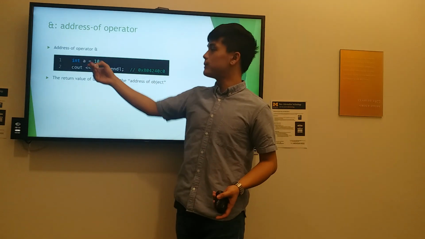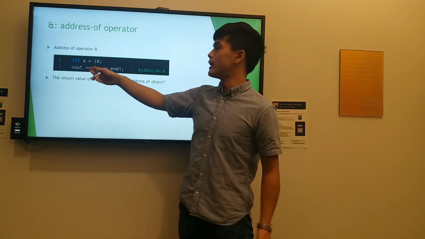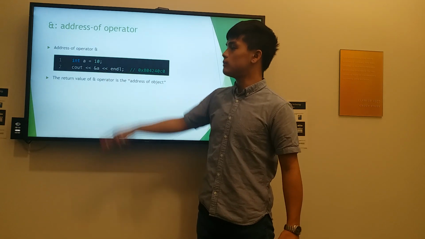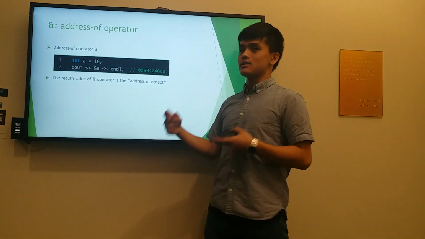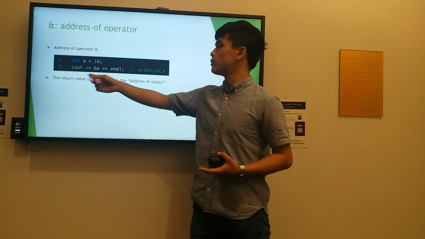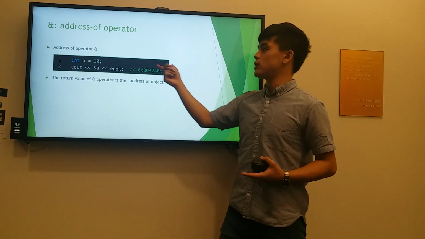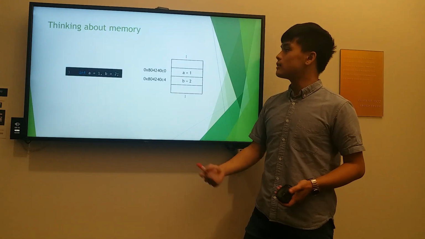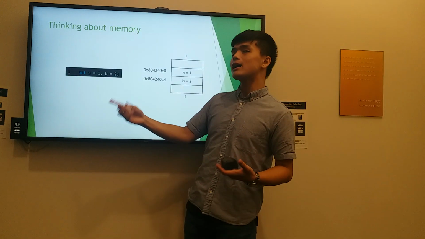So for example, over here, we have an integer called a, and it has a value of 10. When we print this ampersand a over here, because it returns the address of the object, what we will get is this hexadecimal value, which is the memory location of where a is being stored.